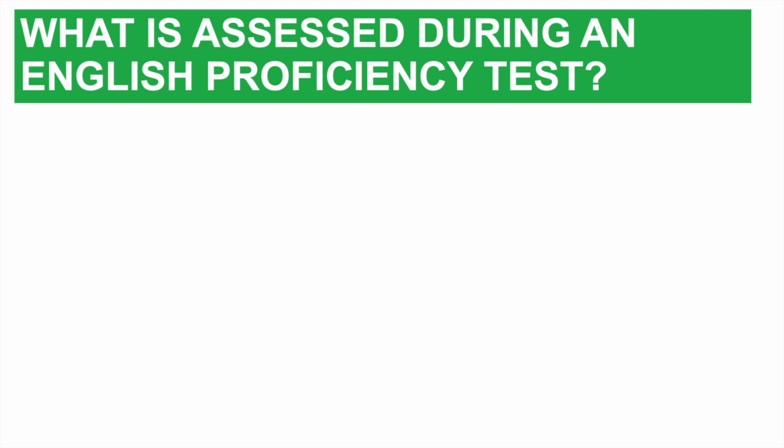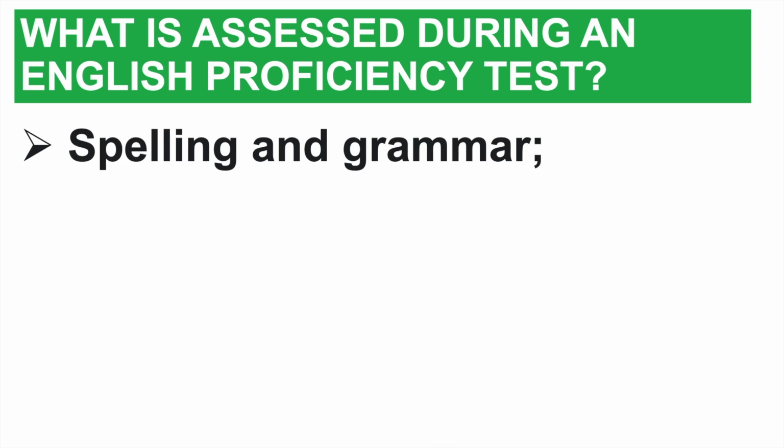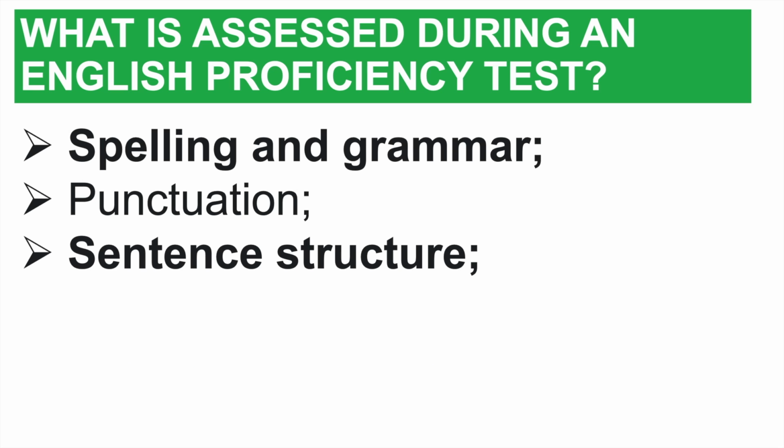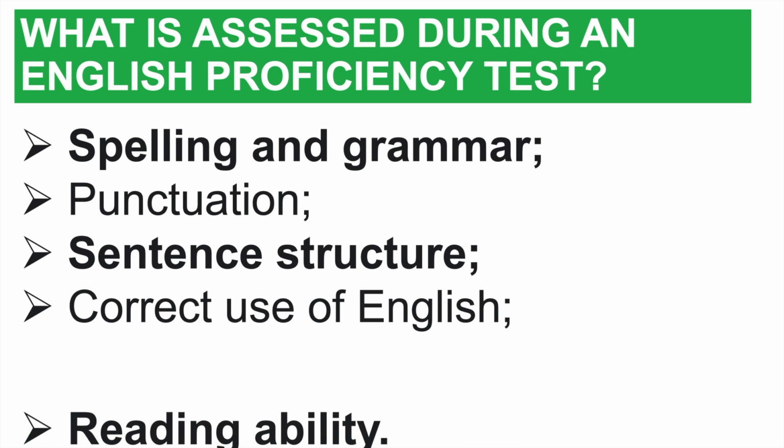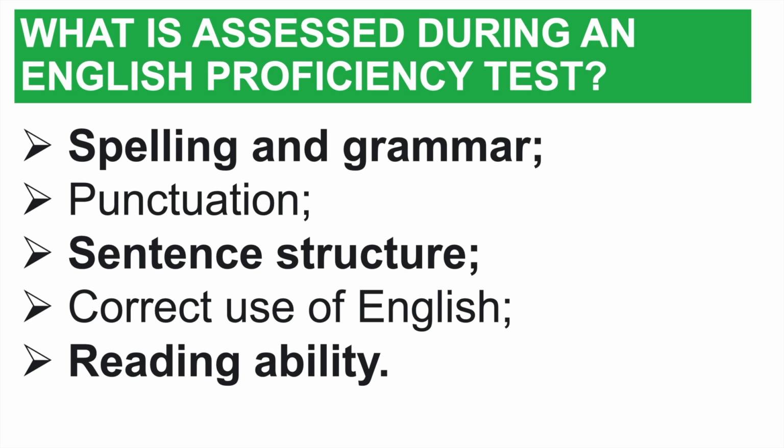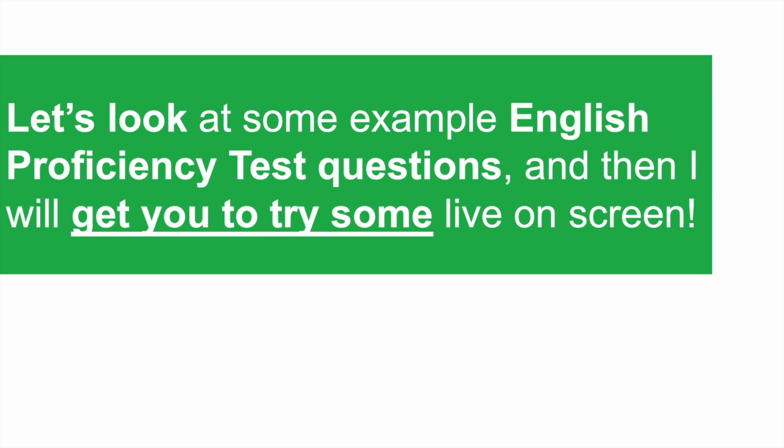So what is assessed during an English proficiency test? Well, there are a number of different things: spelling and grammar, punctuation, sentence structure, correct use of English, and also your reading ability. And we will cover these 5 different areas during this presentation. So let's now start looking at some example English proficiency test questions, and then I will get you to try some live on the screen.